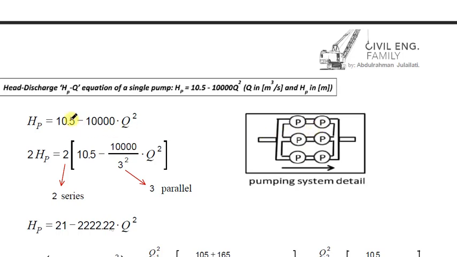So 2 in series, I should multiply the whole equation by 2. Then 3 in parallel, I should divide this 10,000 by 3 squared, same as what I did here. 3 parallel, so 3 squared. 2 squared. Why squared? Because it's the same as the power of Q.